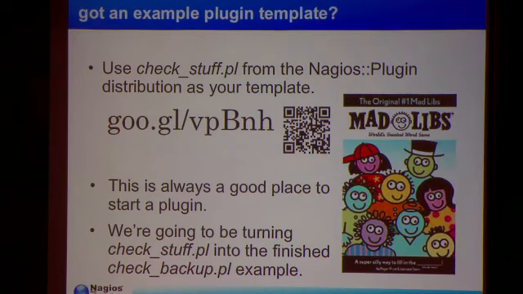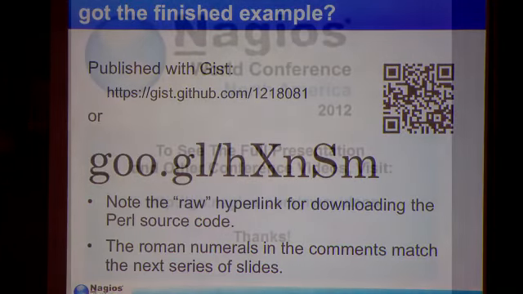This example that I'm going to be walking through now is available at this URL. And actually, no, I started with the check_stuff.pl, an example script from the Nagios plugin distribution. And you can use this to start any Perl plugin. It kind of has the normal stuff set up for you, so you can just change the middle of the plugin where the action happens. And we're going to be turning this sample script into our check backup example. The finished example is here.